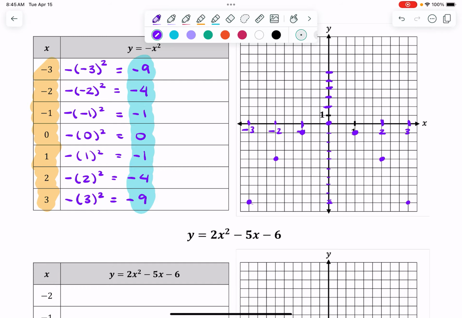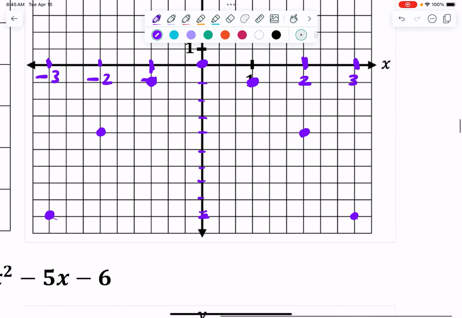Once I have those points plotted, I'm going to connect them with a smooth curve. Now, this might take a while for you to draw well, which means if you don't draw it well, have an eraser handy, okay? We are going to make sure we're connecting it with a smooth curve. I'm going to show you something that would be wrong first, and that's to connect everything with straight lines.